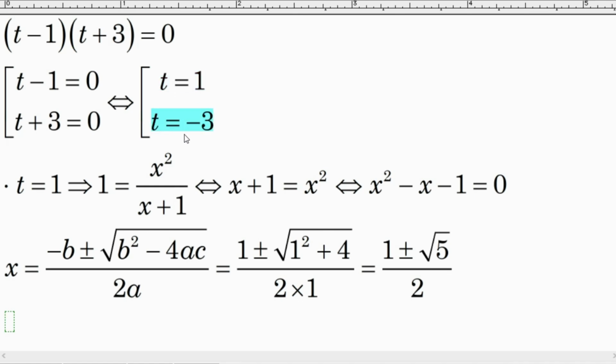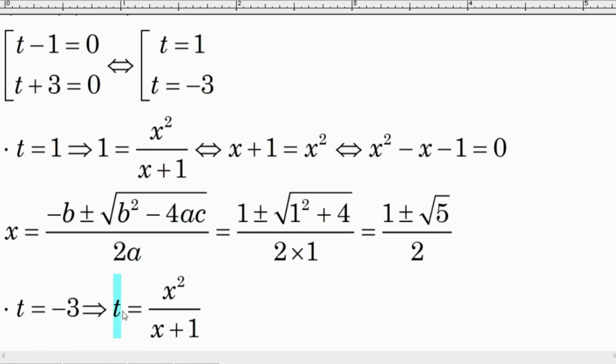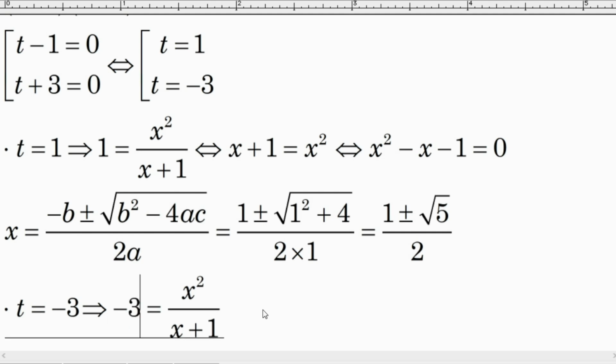So what if t equal to minus 3? Okay, so then we're going to talk about t equal to minus 3. We take t equal to minus 3 and substitute into this equation, so we got minus 3 here. Now I can multiply x plus 1 across by minus 3, then we will get minus 3x minus 3 equal to x squared.